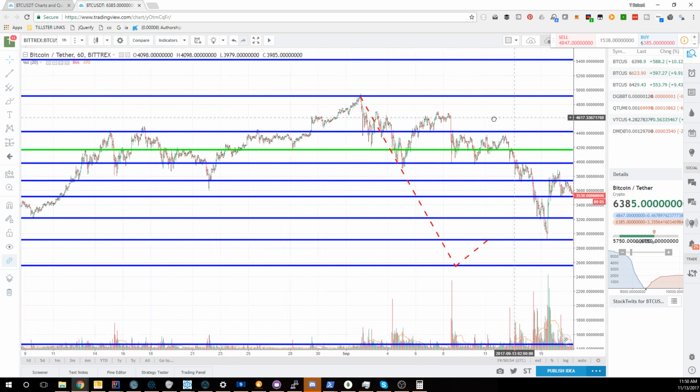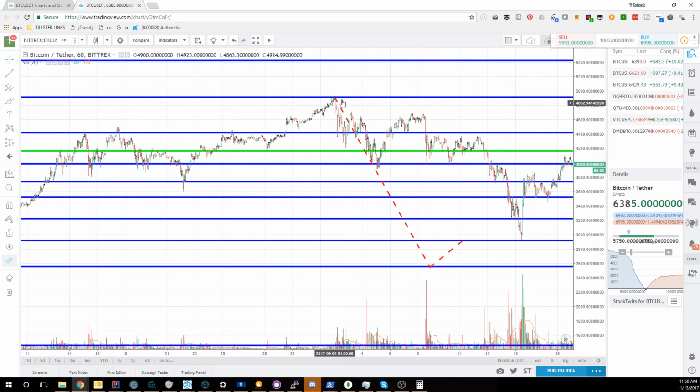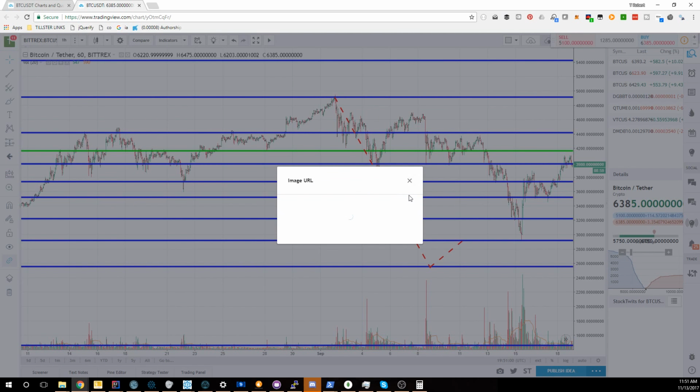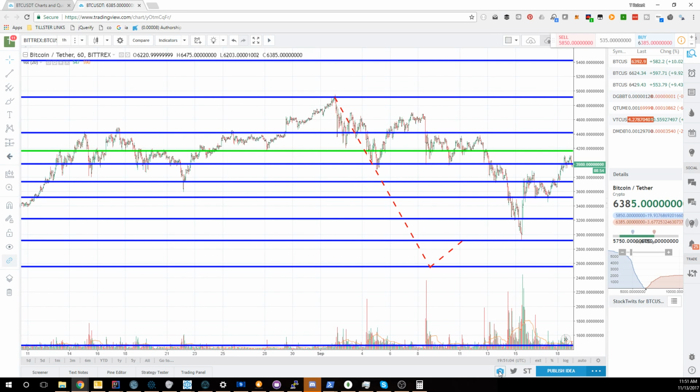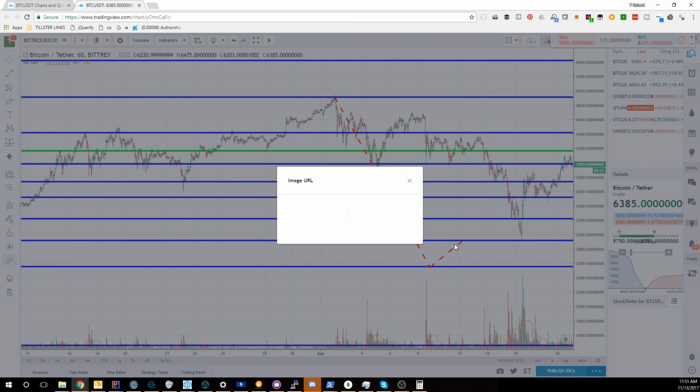I really invite you to be making your plans and showing them in the dojo. If you want to share a chart that you draw, if you want to share your support and resistance lines, what you can do is you can come down here and you can click on this screenshot right here. You can copy this link and paste it into the dojo where we all can see it.